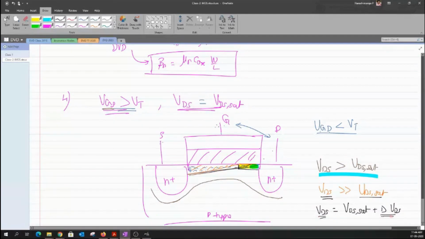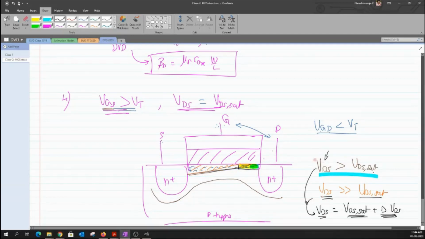Are you clear with these two expressions? I'm saying that currently I have a potential difference between the drain and the source which is greater than VDS sat. So what does it mean? I can visualize this current value of VDS as a summation of VDS sat plus the extra voltage that I'm applying, delta VDS. Now the question is, how do I visualize those potential drops across this particular channel area?